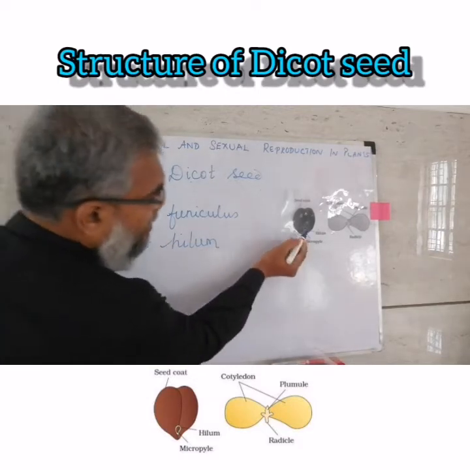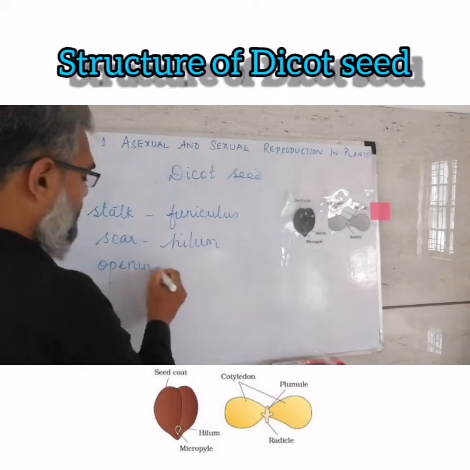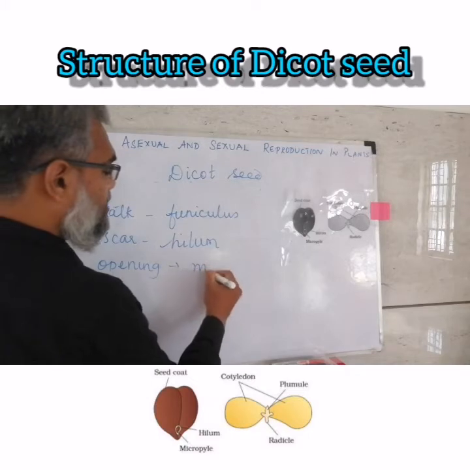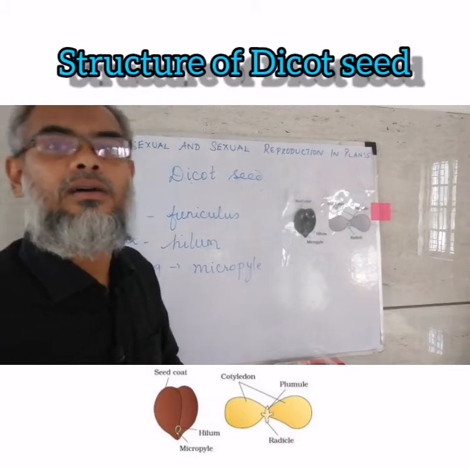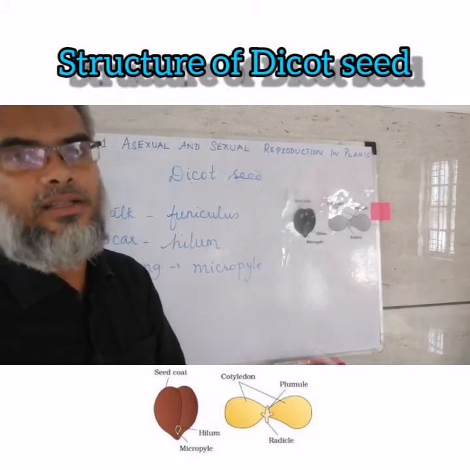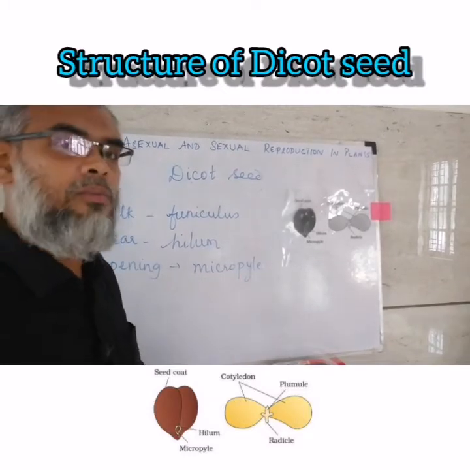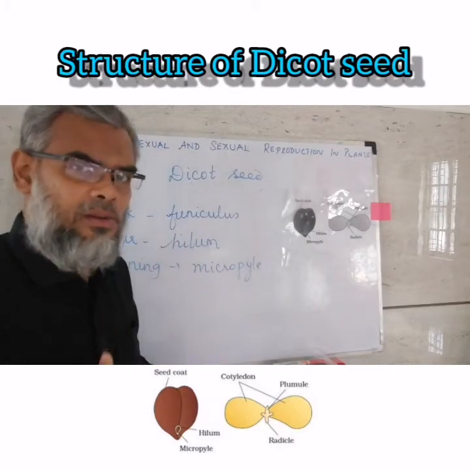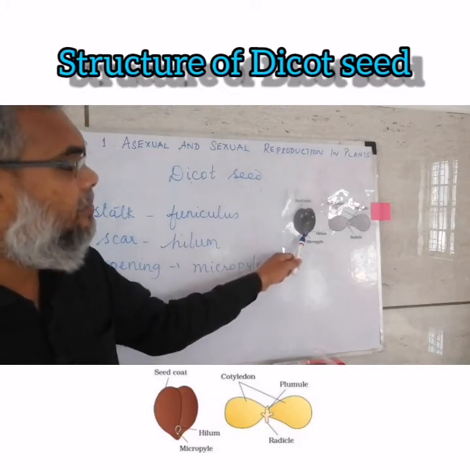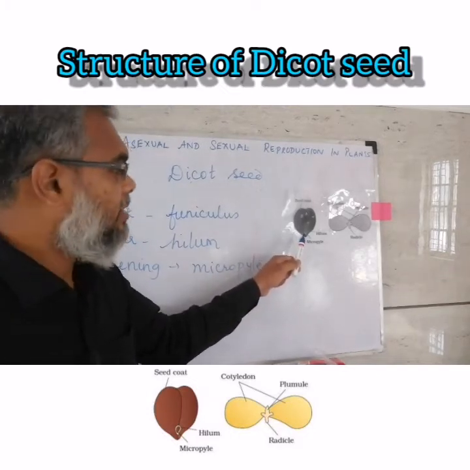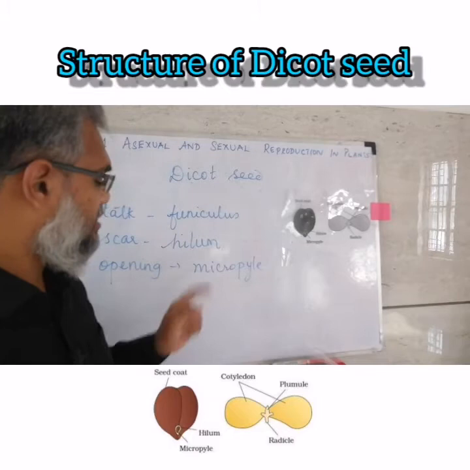Then third one, below this hilum, there will be an opening called micropyle. We know it already in our LS of ovule. There is an opening at the top of the ovule. Same way here also, micropyle is the opening. The purpose of this micropyle is that water and oxygen enter the seed through this micropyle only. So micropyle is the opening below the hilum. This is the third part.